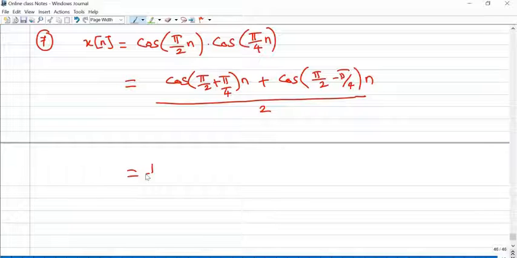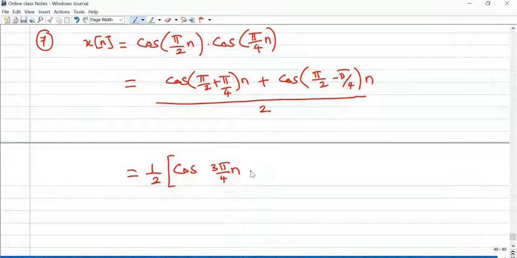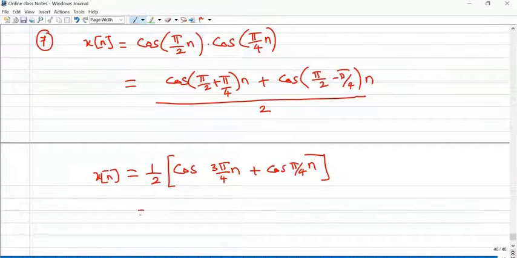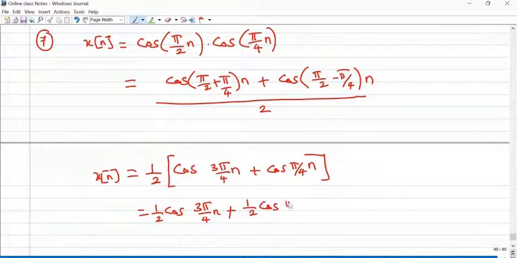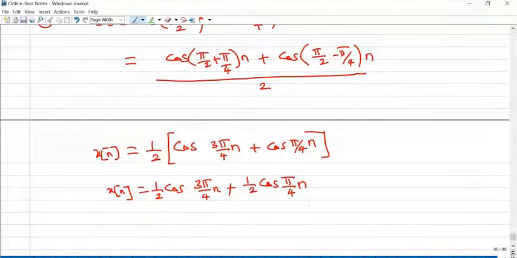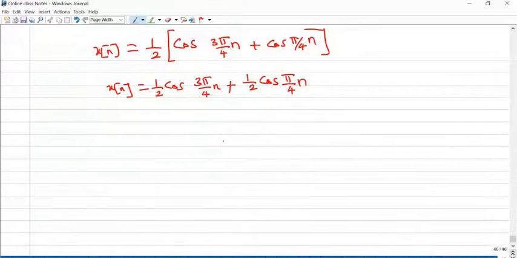Okay. So 1 by 2 cos 3 pi by 4n, first term, plus cos pi by 4n. Or 1 by 2 cos of 3 pi by 4n plus 1 by 2 cos of pi by 4n. Okay. So now it has two components, half cos 3 pi by 4n plus half cos pi by 4n. Now you apply the procedure.